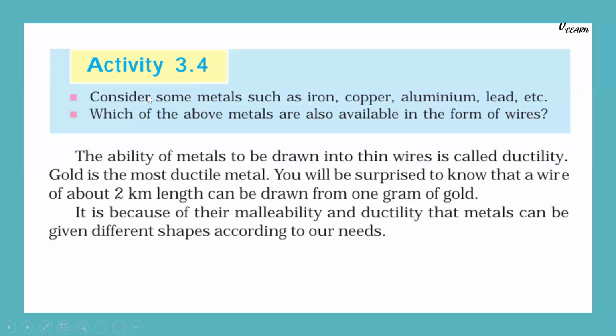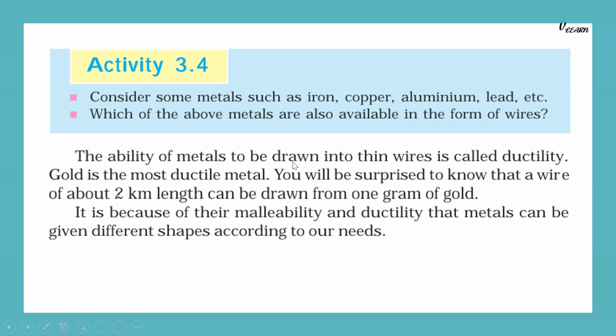Next one is activity 3.4. Consider some metals such as iron, copper, aluminium, lead, etc. Which of the above metals are also available in the form of wire? We use copper wires in our cable connections and all the chargers. Inside there will be a rubber layer. If you cut them and see, you can see copper wires inside the charger cable, because metals are good conductors of electricity, and they can be even drawn into thin wires easily.